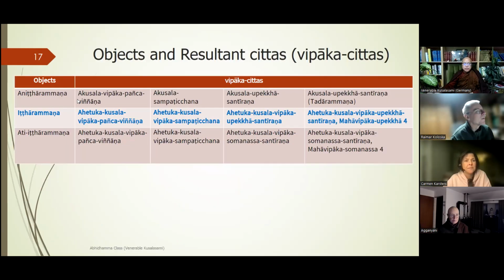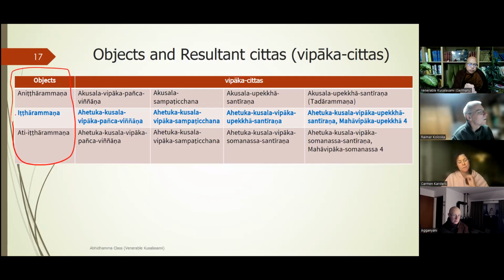And the next one is objects, aramana, and resultant consciousness, vipaka citta. So we talk about the six presentation objects: ati mahanta, very great object; mahanta, great object; paritta, slight; ati paritta, very slight; vibhuta, clear; and avibhuta, obscure. So these are different kinds of objects.